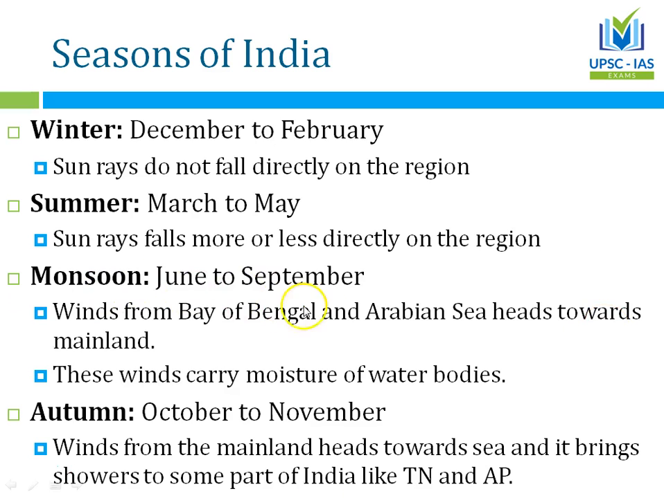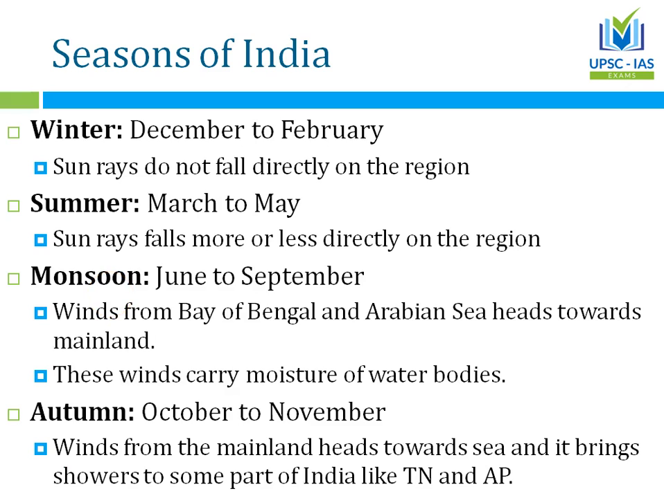Now this is a different phenomenon, right? Over here we saw that winds from the oceans, or the sea surface or the sea area, are coming towards the mainland. But in autumn the winds from the land portion are going back to the sea.